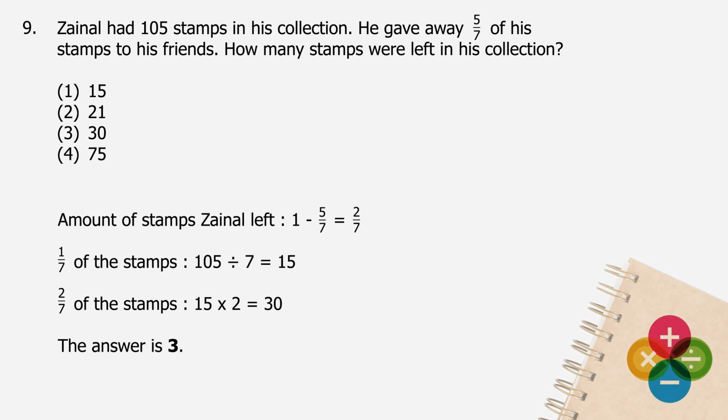The amount of stamps Zainal has left in fraction will be, subtract 5/7 from 1, and the difference is 2/7. 1/7 of the stamps will be, divide 105 by 7, and the quotient is 15. 2/7 of the stamps will be, multiply 15 by 2, and the product is 30. The answer is 3.